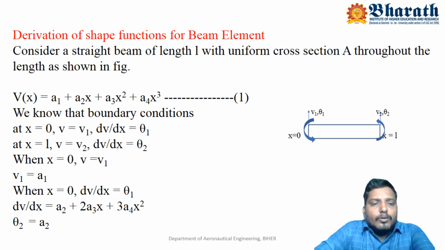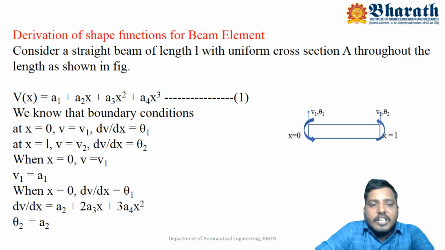So I have tried to define the displacement function with 4 unknown coefficients. v of x equal to a1 plus a2x plus a3x square plus a4x cube. It is equation number 1. It consists of 4 unknown coefficients, that is a1, a2, a3, a4. Therefore, if you want to solve this equation, we need 4 boundary conditions.